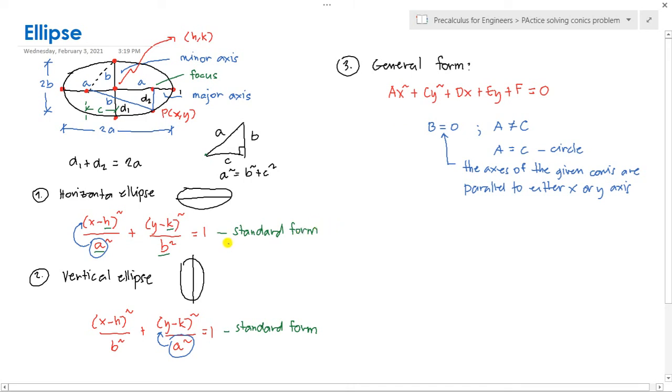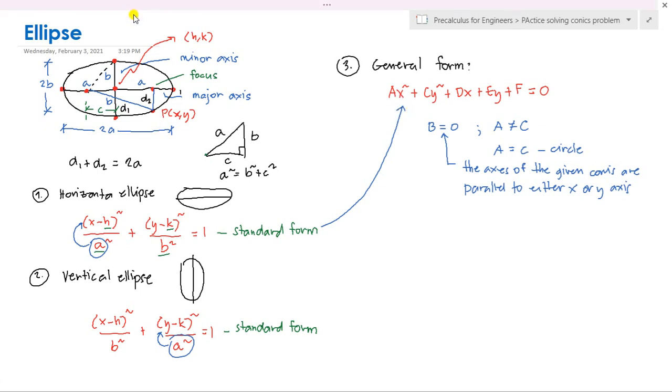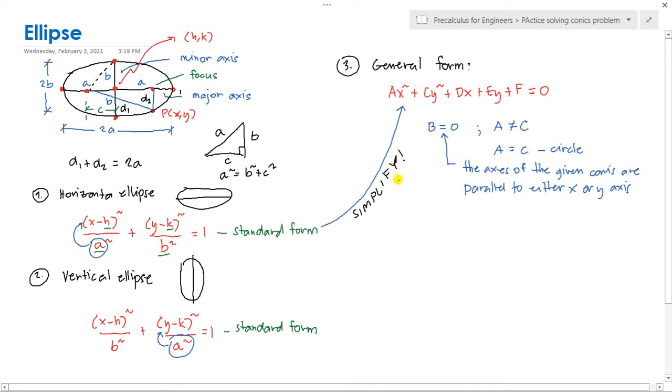Now, to convert this standard form into this general form, what you need to do is you just simplify. Simple as that. Simplify the standard form. Moro gyud na imo buhaton. Simplify the standard form and then isolate all the terms on the left side, leaving the right side equal to 0. And that is now your general form.